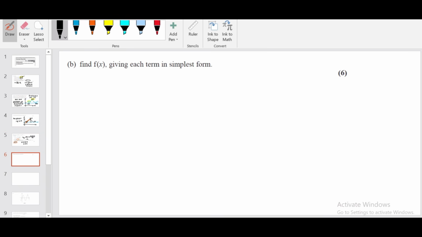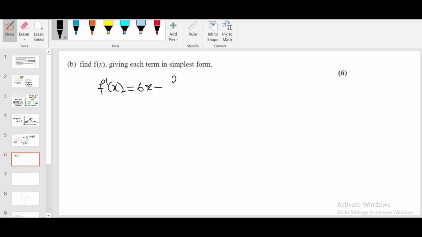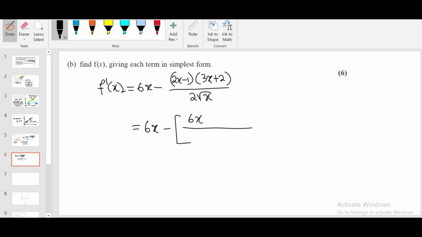Find f of x. That means you need to integrate f dash of x. Let's write f dash of x first. 6x minus, we have 2x minus 1 times 2x minus 1 times 3x plus 2 divided by 2 square root of x. First of all, open the bracket and simplify this. 6x minus, when you open the bracket, you will get 6x square plus 4x minus 3x minus 2 divided by 2x power half.